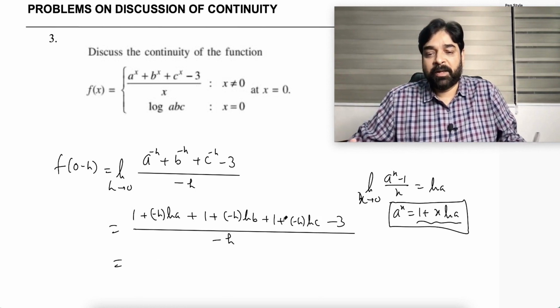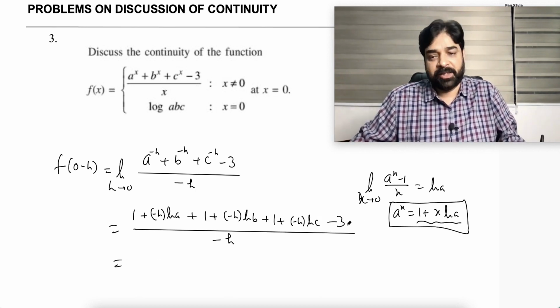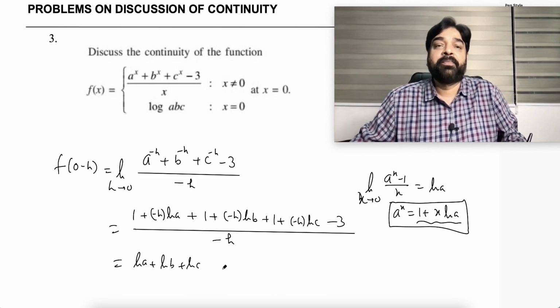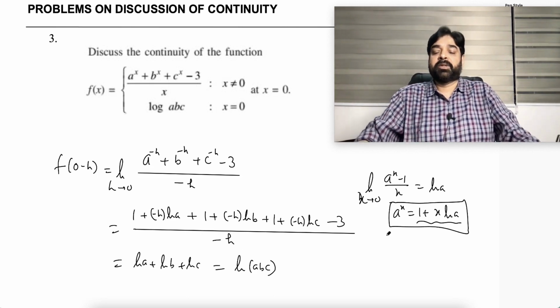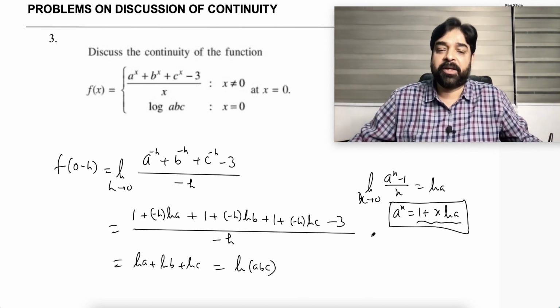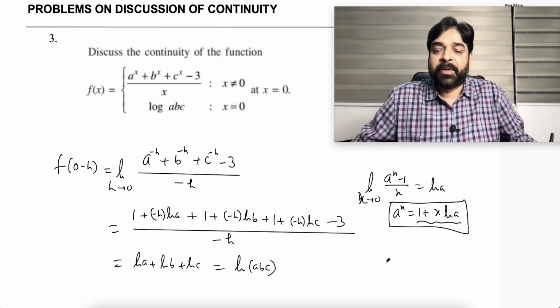So 1 plus 1 plus 1, 3. 3 minus 3, 0. Minus h is common, cancel, and we get ln a plus ln b plus ln c. And that will be equal to ln abc, because log a plus log b plus log c equals log abc. So this is ln abc, we got it. Have you understood?